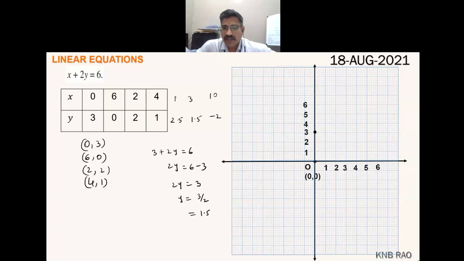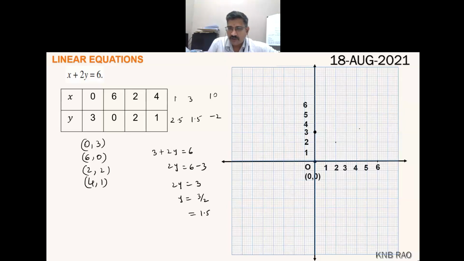6, 0. The x coordinate is 6, and 0 is the y coordinate, so 6, 0 lies on the x-axis. This is another point. Then 2, 2. It is easy to represent: take 2 on the x coordinate and 2 on the y coordinate, where the two meet. A line passing through 2 and a line passing through 2, you could observe, they meet each other here. This is 2, 2.